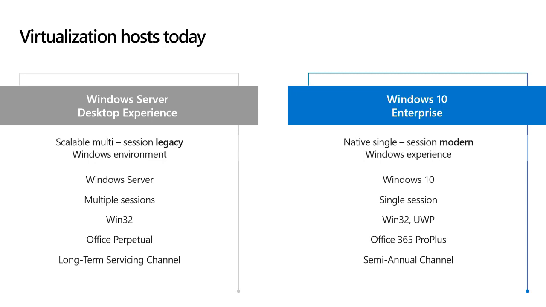On the other side of the spectrum, there's Windows 10 Enterprise, which only supports one session. So if you have a company of 1,000 employees, you'll be running 1,000 instances of Windows 10 Enterprise, which is more expensive. But it does come with some benefits. It supports modern apps, again, Edge, Cortana, the store, Office 365 Pro Plus, and it's based on a different release cadence. It's what we call the semi-annual channel. And that means you get feature updates twice a year. There's a spring and a fall update.